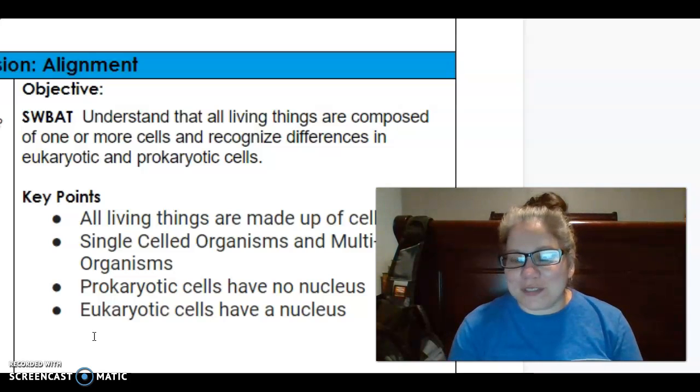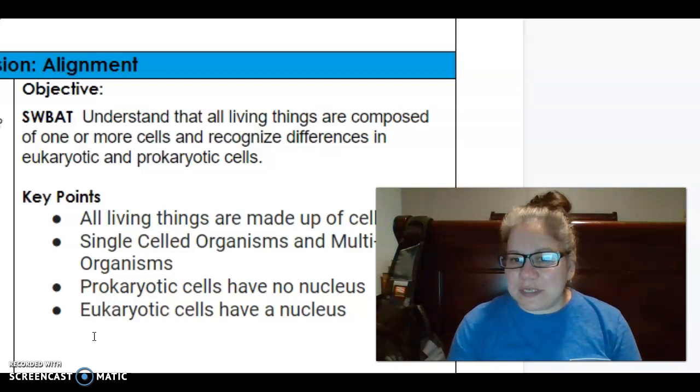So, we're going to move on to cells and what cells are and the differences in cells and where we find cells, etc. So, for the first part, we are going to be learning what cells are. Our TEKS that we're going to be covering are understanding that all living things are composed of one or more cells. And then the second thing is we're going to recognize the presence of a nucleus to determine whether our cell is eukaryotic or prokaryotic.